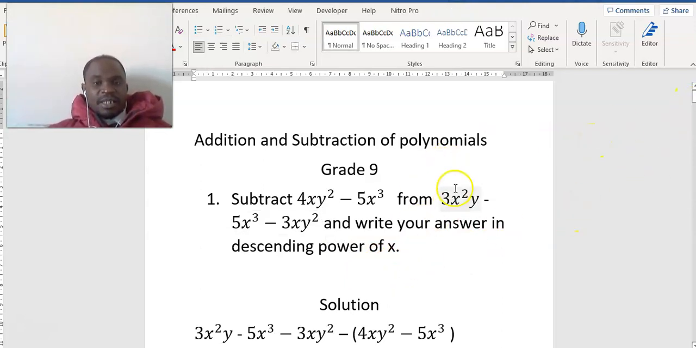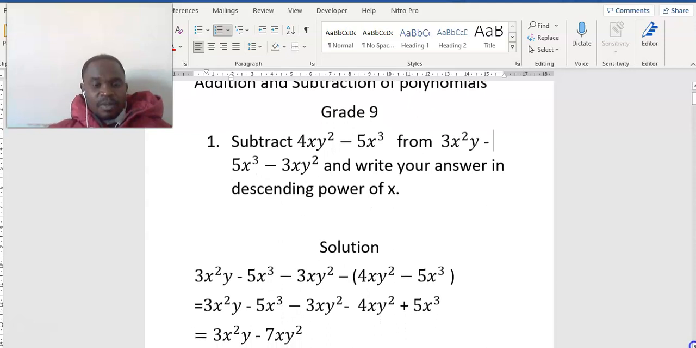So to subtract this one from this is going to be this one, which is this, minus this one, which is this. Are we together? Remember I said if you say subtract 5 from 7, it's going to be 7 minus 5. So here, subtract this one from this one. It's going to be this one minus this. So that's what I've written. This minus this one, which is this. Okay.